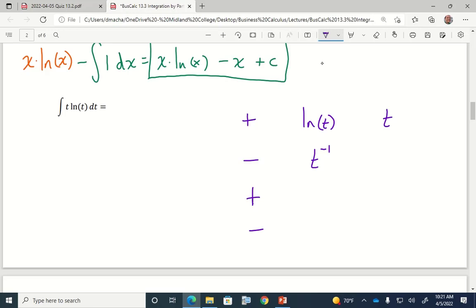I'm going to add 1 to the exponent. Instead of having t to the 1 power, I'll have t to the 2 power. And then I divide by my new exponent. So the antiderivative of just t is 1/2 t squared.